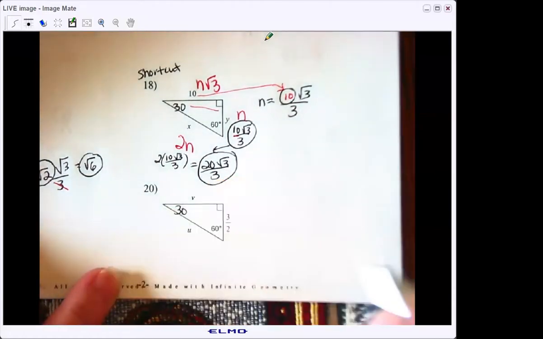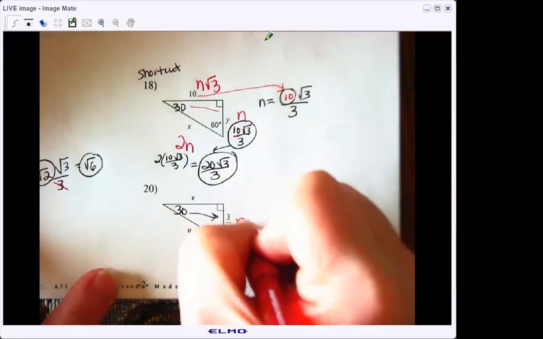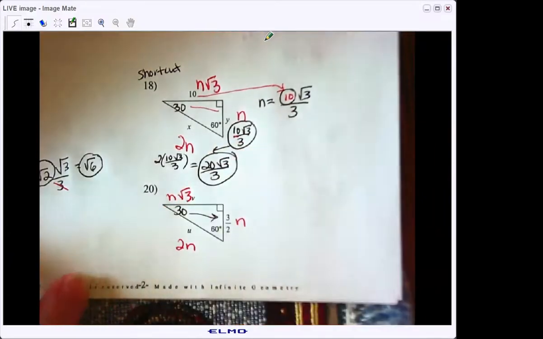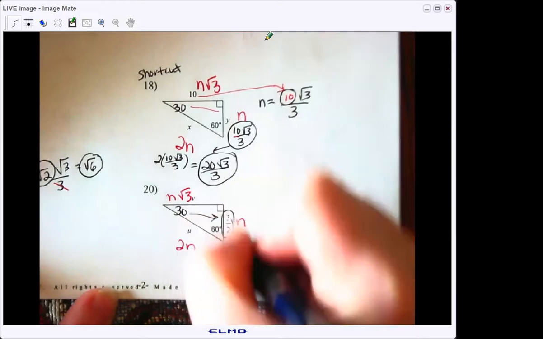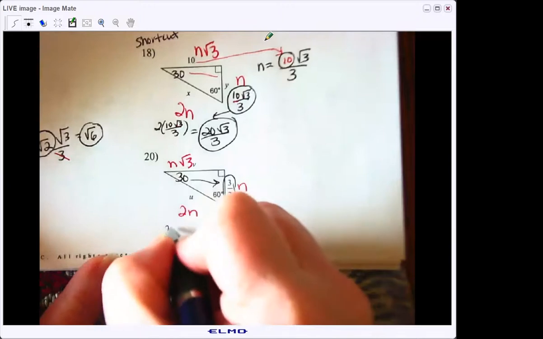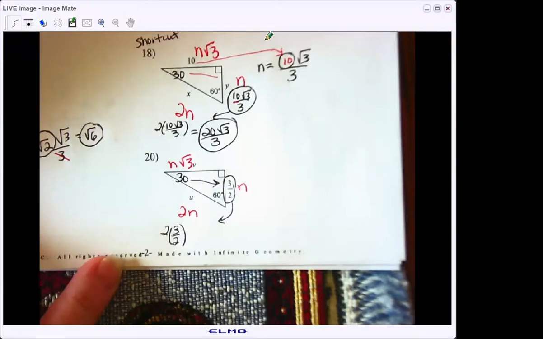So here's my 30-degree angle. So this is my n, 2n, and then root 3. So what's n? 3 over 2. So that whole thing is my n. So when I bring it over here and I want to multiply it by 2, take a second and just write it in. It's a lot easier when you can substitute it and simplify it.